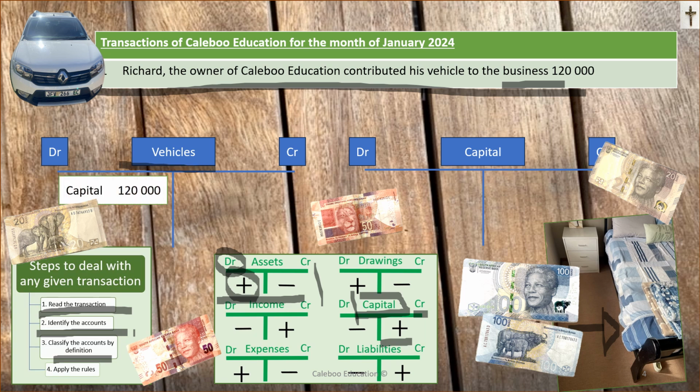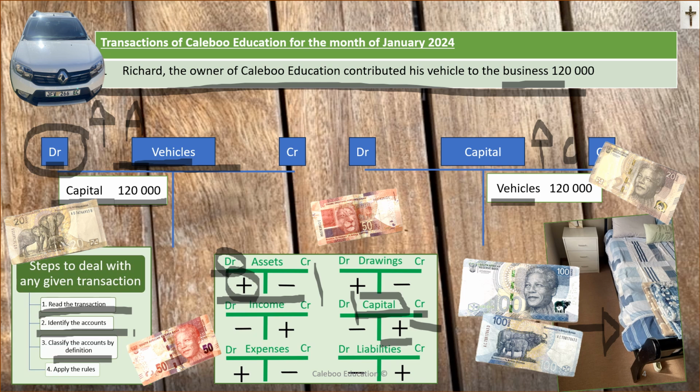So the vehicles account, an increase in assets, is debited. Underneath the debit side of vehicles, we will write the name of the other account, the contra account, which is capital, and then obviously the amount. So vehicles was debited. Why? Because I used the arrow. An increase in the value of assets, the rule says we must debit that account. Then there was an increase in capital, and the rule says the account must be credited.